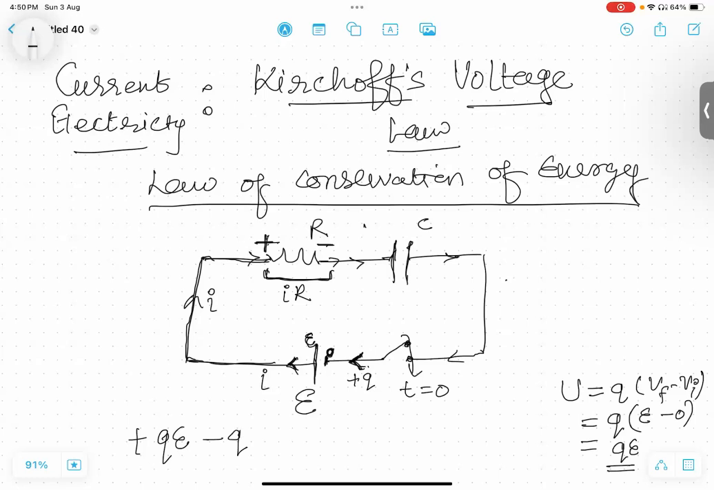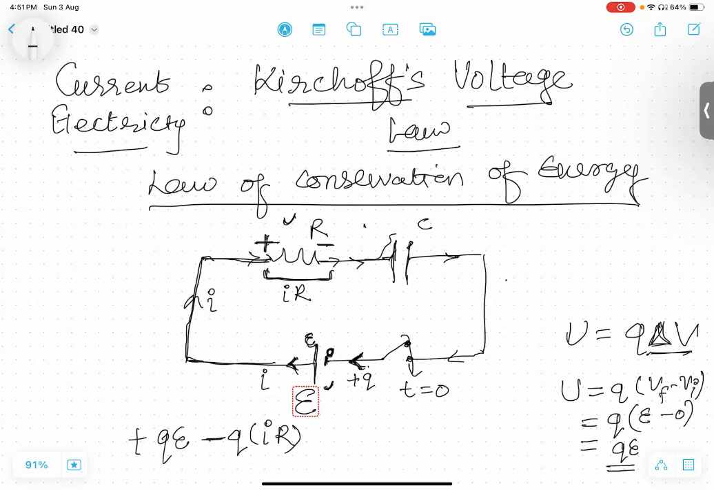Minus, first of all, because it is losing, and second, how much potential difference it has been through, IR. So minus Q into IR. We know that the formula is simply Q into potential difference. The energy gained or energy lost depends on whether it is going from lower potential to higher potential, it will gain energy, or it is going from higher potential to lower potential, it will lose energy. So in case of resistor, it is losing energy, minus Q into IR.